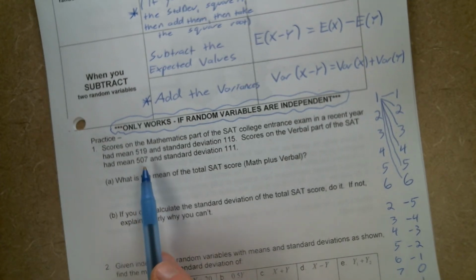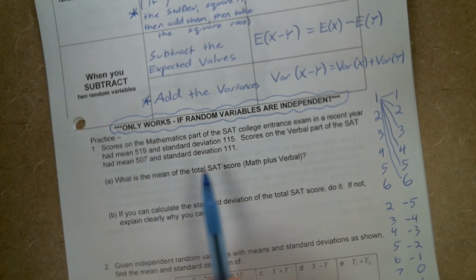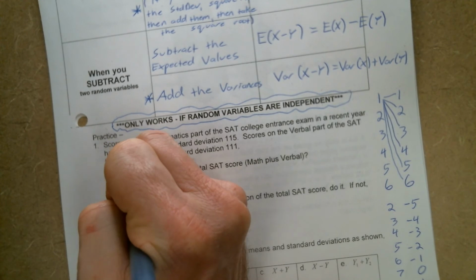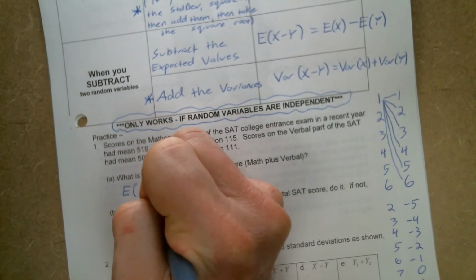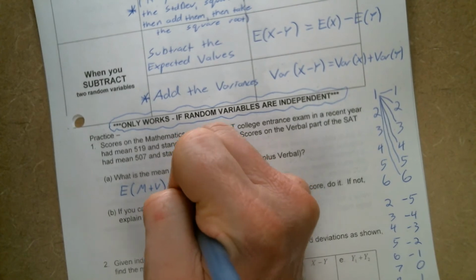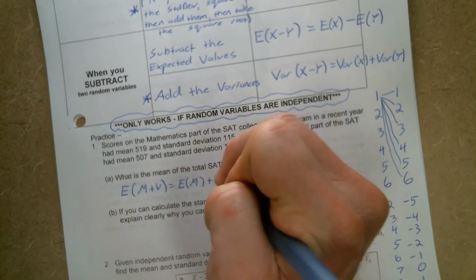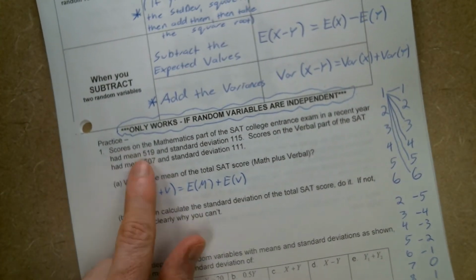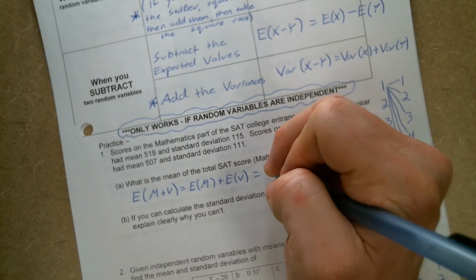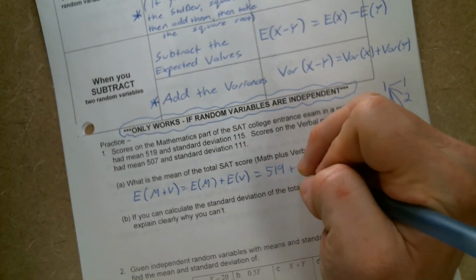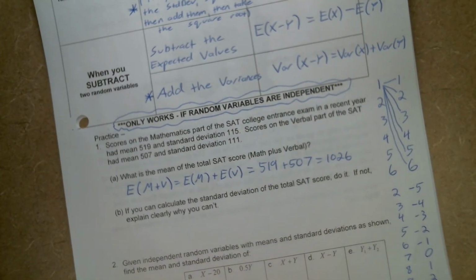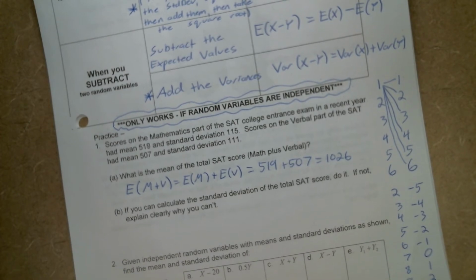All right, so we have a random variable. We could call that random variable M for math. All right, we have another random variable V for verbal. So this is basically saying, what's the expected value of M plus V, which we know is just the expected value of M plus the expected value of V. And I don't really want to overcomplicate this because all you're doing is taking this average and adding it to this average. So 519 plus 507 and getting 1026 as the mean total SAT score.